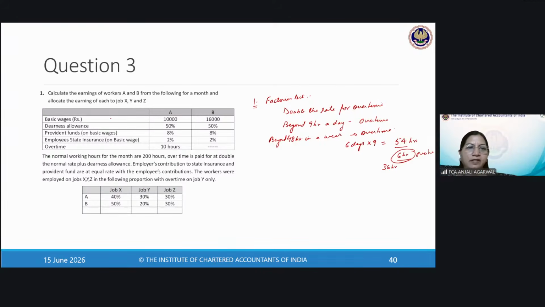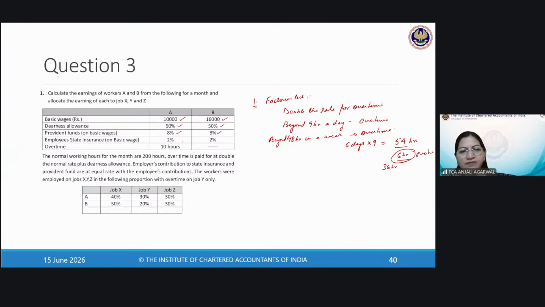Now, calculate the earnings of workers A and B from the following for a month and allocate the earnings of each to jobs X, Y, and Z. Basic wages are 10,000 and 16,000. Dearness allowance is 50%, 50%. Provident fund on basic wages is 8%, 8%. And employee state insurance on basic wages is 2% and 2%. Only worker A has given you overtime for 10 hours.